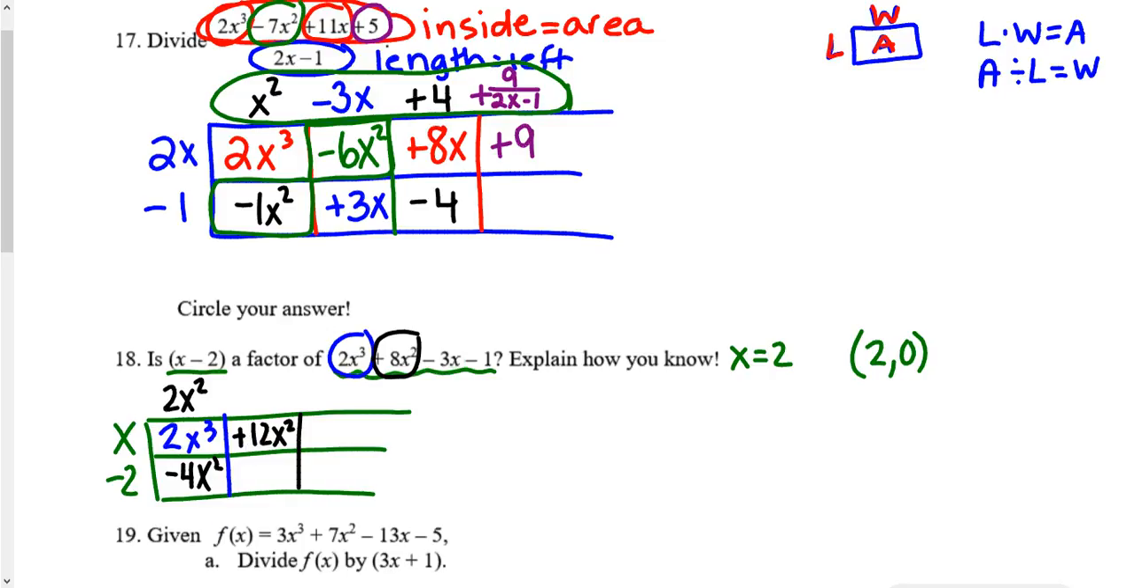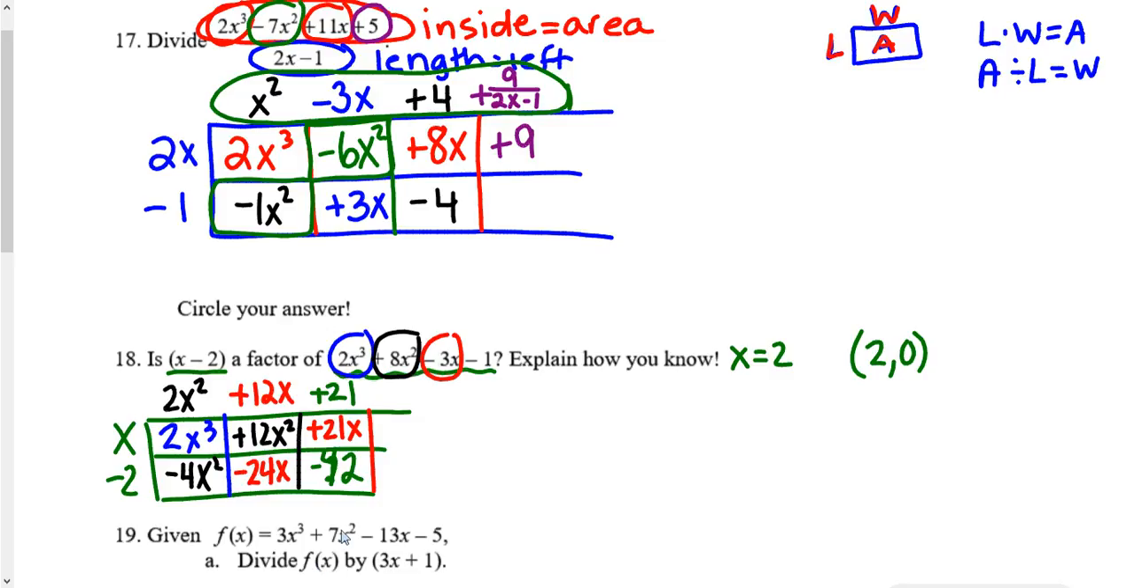All right, so what number must have been on top? What times x gives me 12x squared? Positive 12x. Positive 12x times negative 2 is negative 24x. And then I'm supposed to have negative 3x. If I've got negative 24x, I have to put in positive 21 to balance out and keep negative 3x. So now I'm figuring out what would have gone on top. That must have been a plus 21. And then 21 times negative 2 is negative 42.